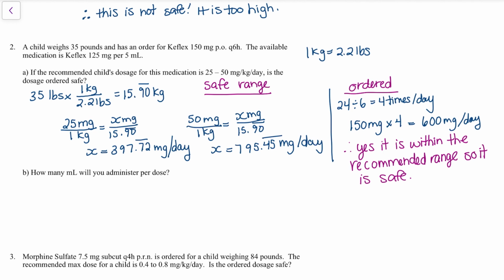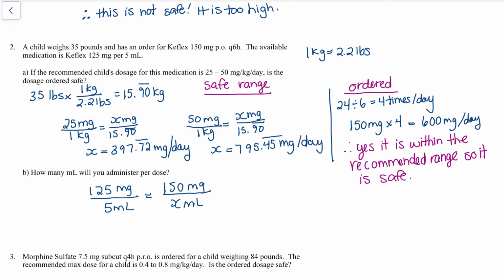The next part of this question, part B, is how many milliliters will you administer per dose? This goes back to the questions we looked at in the last video, looking at what was ordered and what's available to us. Available to us is 125 milligrams in 5 milliliters, and the order is 150 milligrams. Remember to go back to how much per dose, not the 600 per day. They're not taking 600 milligrams all in one go. They're taking 150 milligrams each time, and we want to know how many milliliters that is.